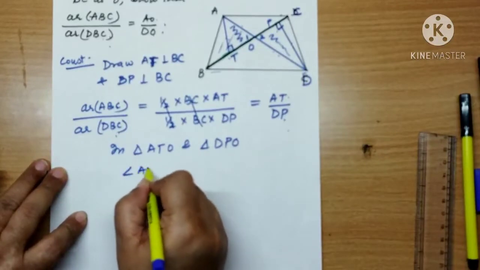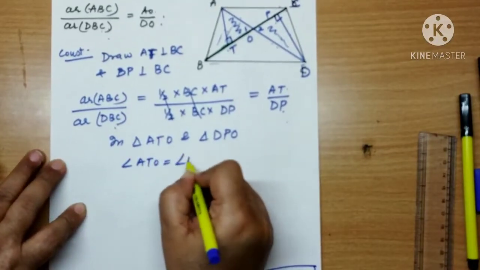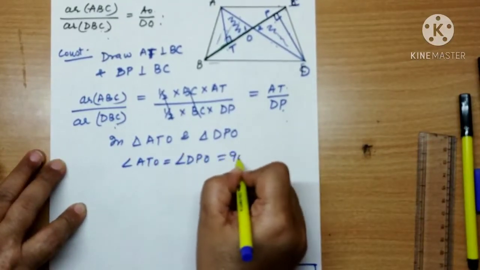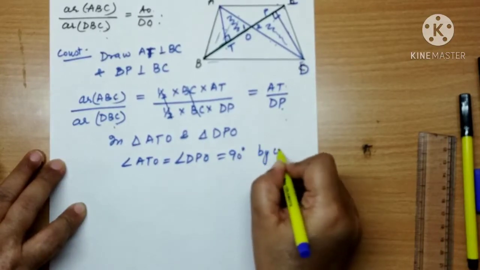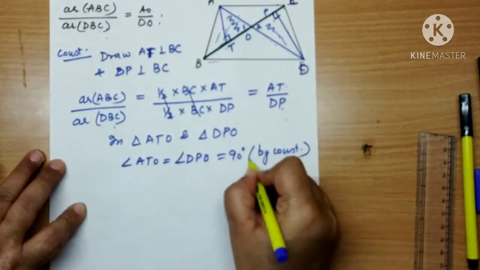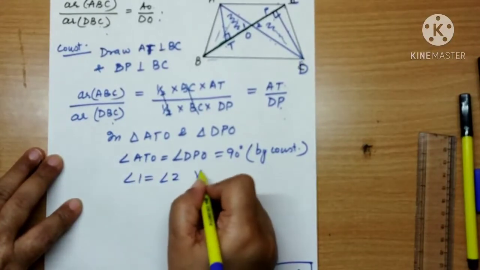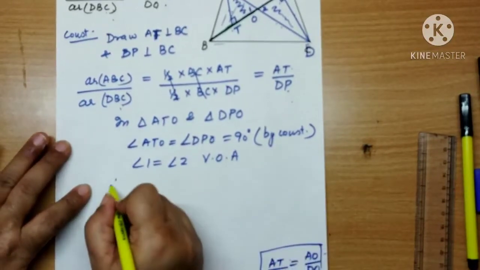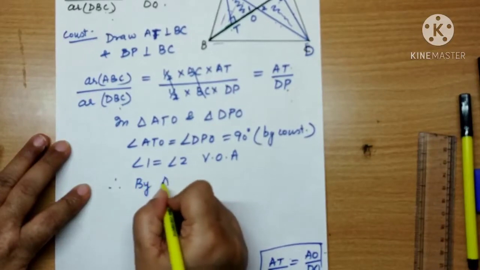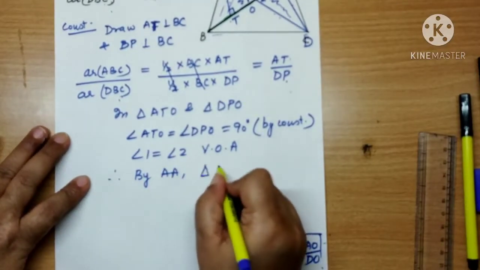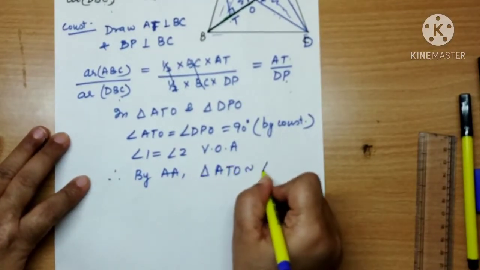Angle ATO equals angle DPO equals 90 degrees. Why 90? Because we constructed it, so by construction we got these 90 degrees. Then angle 1 equals angle 2 as they are vertically opposite angles. Therefore, by the AA similarity criterion, these triangles are similar.